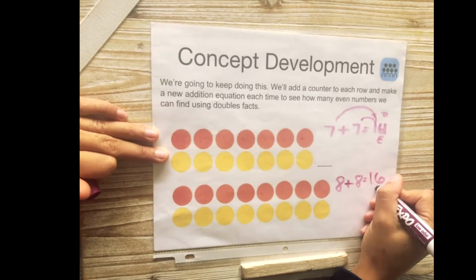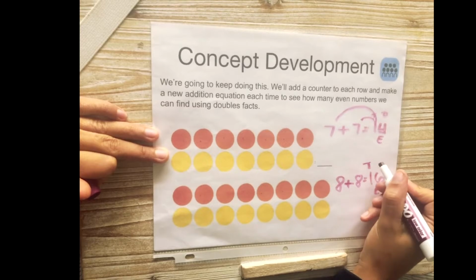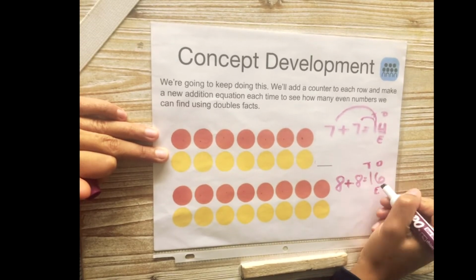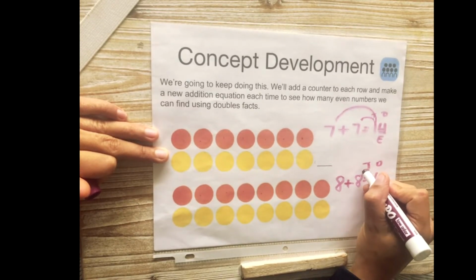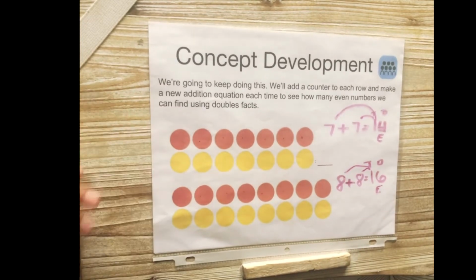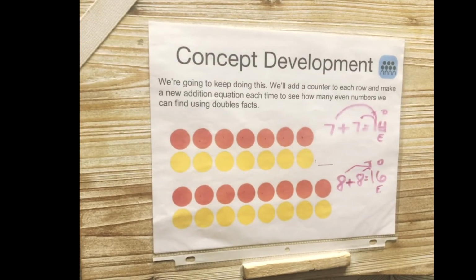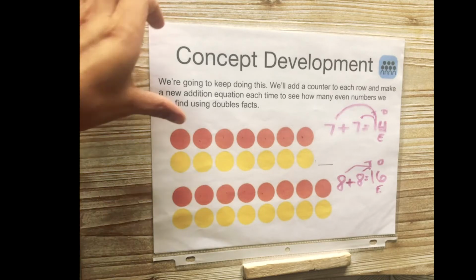And 16 is an even number because if I look at my ones, the ones are at 6. And if I break 16 apart, I know that I can break it up into 2 equal groups of 8. Go ahead and take a second to write that down. Perfect. Now we're going to do something a little bit different.